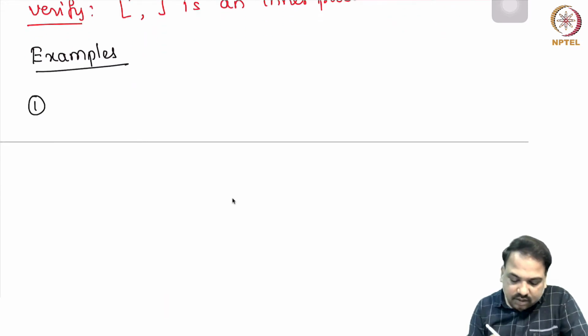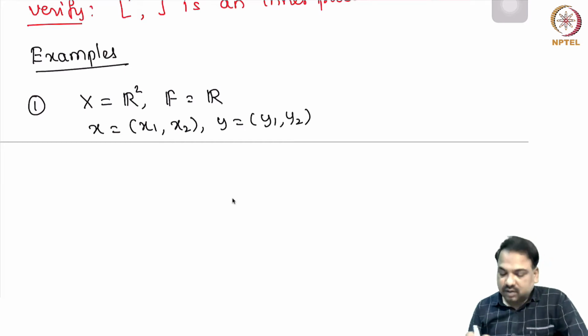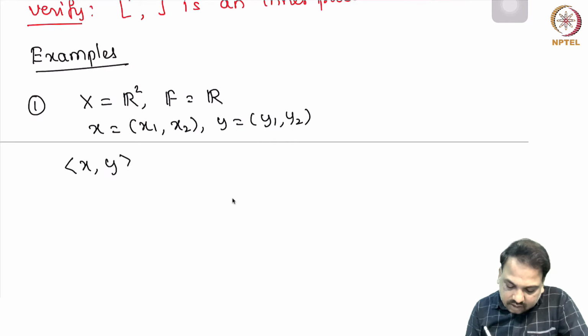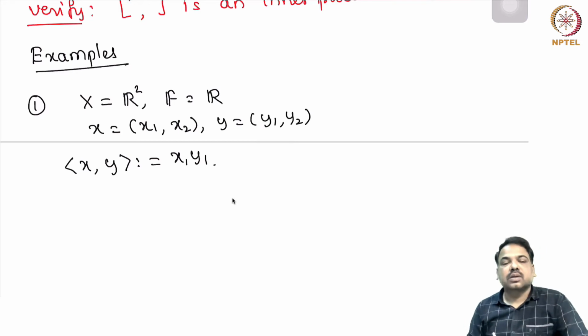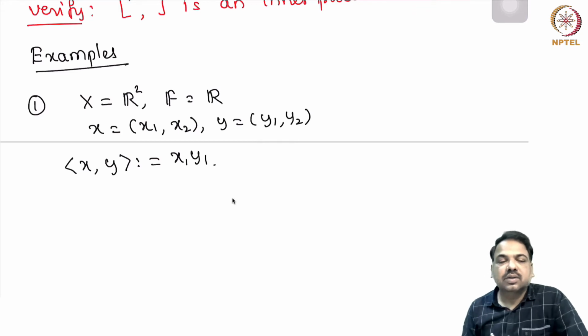The first one, let us recall from the earlier examples. Let us take X to be R2 and the field is R. Take x equal to (x1, x2) and y as (y1, y2). We have defined the semi-inner product of x with y as x1 y1. We have shown that this is a semi-inner product, and we can easily show that this is not an inner product.